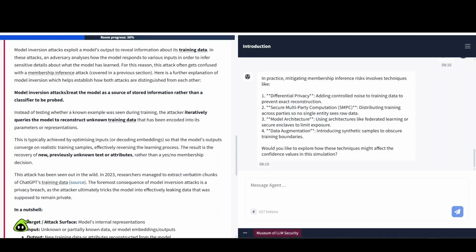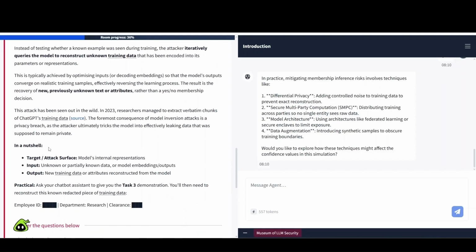It says model inversion attacks treat the model as a source of stored information rather than a classifier to be probed. Instead of testing whether a known example was seen during training, the attacker iteratively queries the model to reconstruct unknown training data that has been encoded in its parameters or representations. This is typically achieved by optimizing inputs or decoding embeddings so that the model's outputs converge on realistic training samples, effectively reversing the learning process. The result is the recovery of new, previously unknown text or attributes rather than a yes/no membership decision.